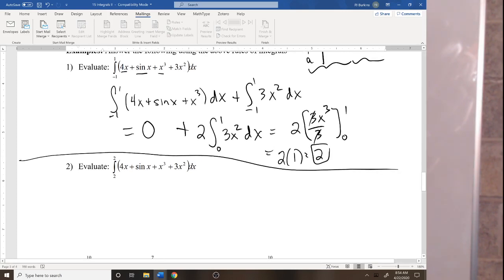The second one's really easy. It's the integral from 2 to 2. If I try to integrate anything, I don't care if it's even or odd, from a to a, I get 0. So we can very quickly jump to 0 on that one.